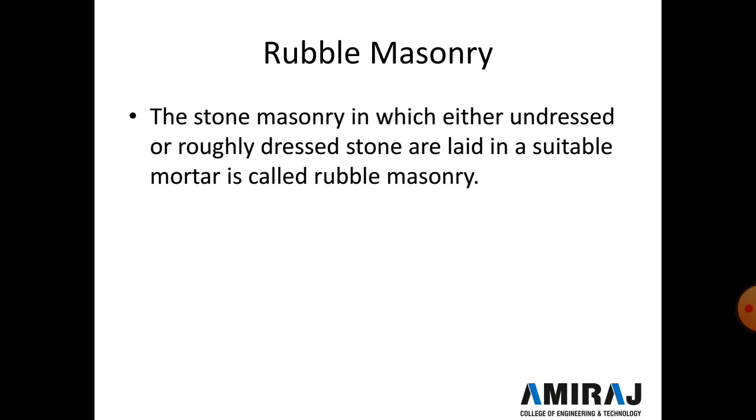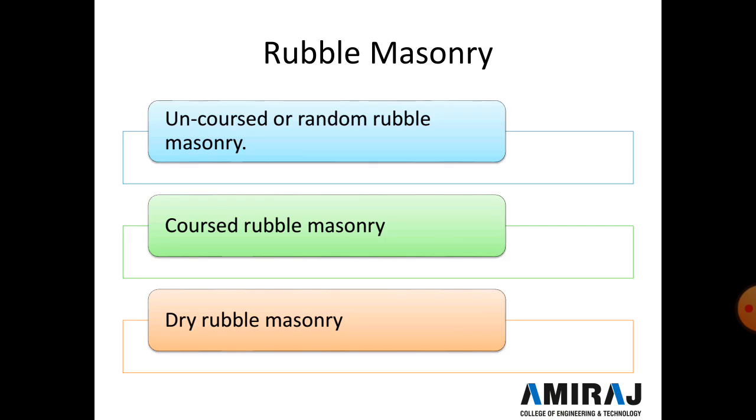So what is rubble masonry? The stone masonry in which either undressed or roughly dressed stones are laid in a suitable mortar is called rubble masonry. In this masonry the joints are not of uniform thickness, and rubble masonry is further subdivided into three types: random rubble masonry, square rubble masonry, and dry rubble masonry. So one by one we discuss. Random rubble masonry, coarse rubble masonry, and dry rubble masonry.